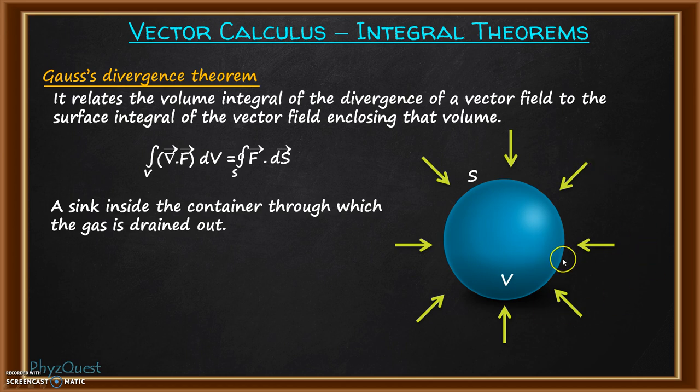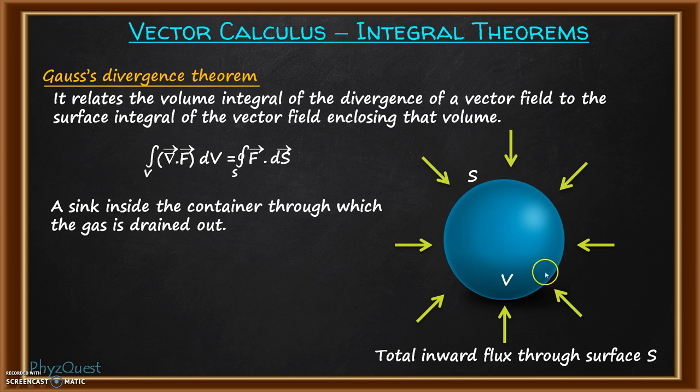Now what it will lead to is the compression of the gas. So whatever flux lines, this is the inward flux, and the total gas which is getting compressed will be the total inward flux through the surface S. And since this inward flux is getting a compression, that means the volume of the container is getting compressed here.